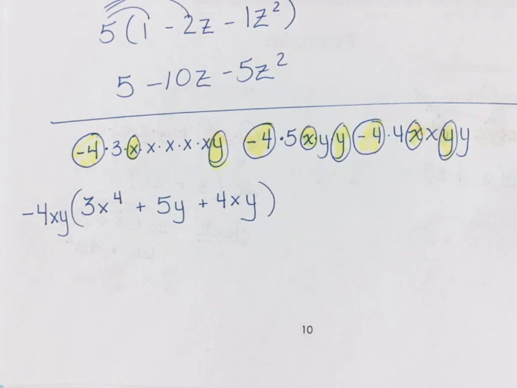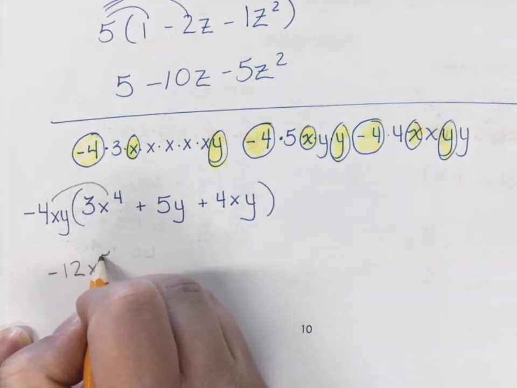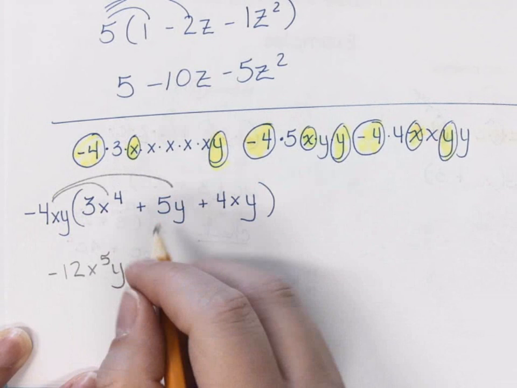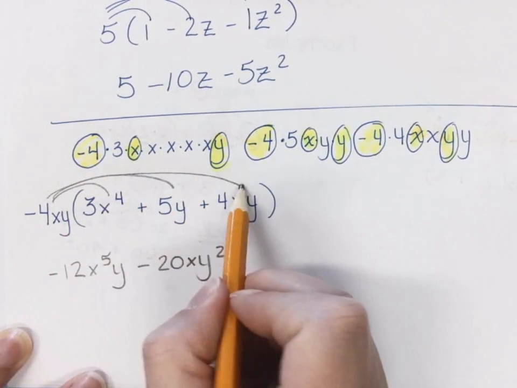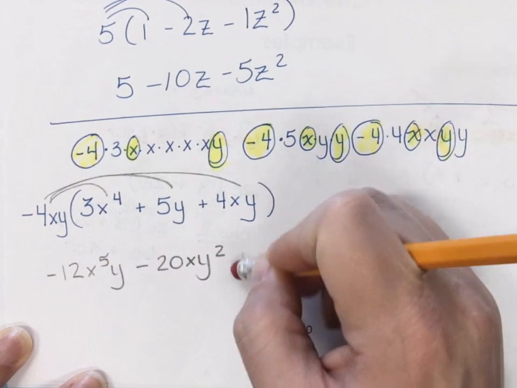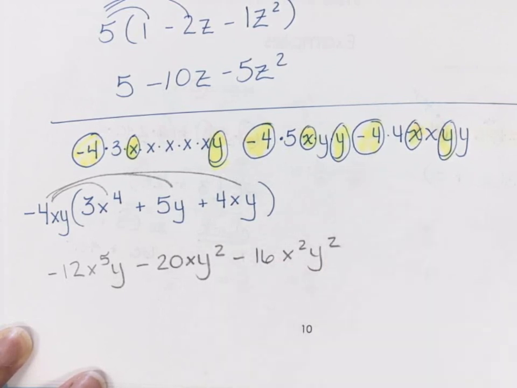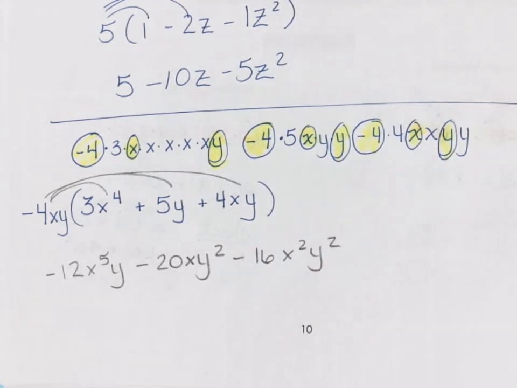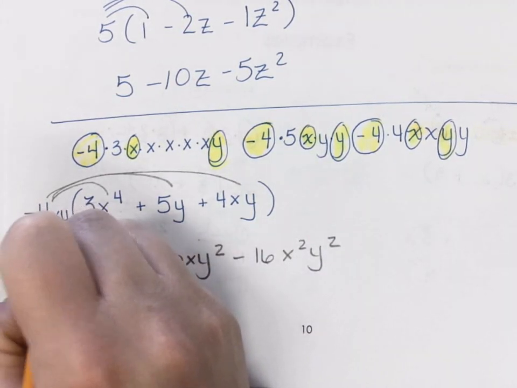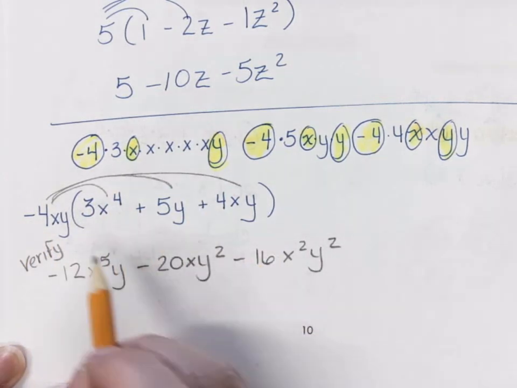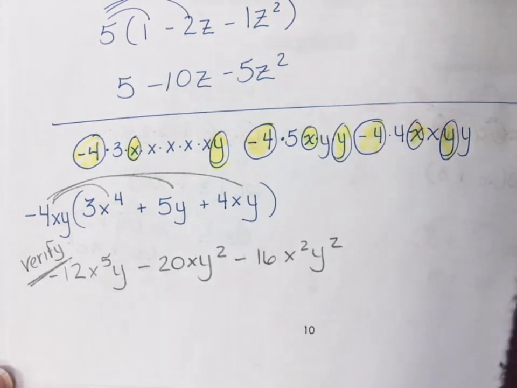I'm going to multiply them all back through to see if it works. So that's going to be negative 12 x^5 y, negative 20 xy squared, not plus, minus 16 x squared y squared. And I do believe that was my original equation. So this is my verify. So what I just did here by leapfrogging it back in, that's my verify or my check to see if I did it correctly.